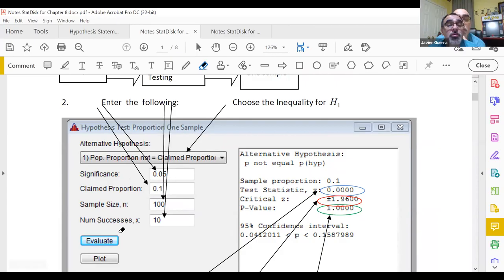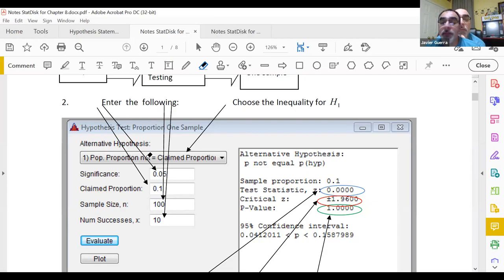Let's write them down. I've got to find my significance. I've got to find my claim proportion. I've got to find the sample size, that's my N. And I've got to find the number of successes, that's your X. All right, so we're looking for these four items.